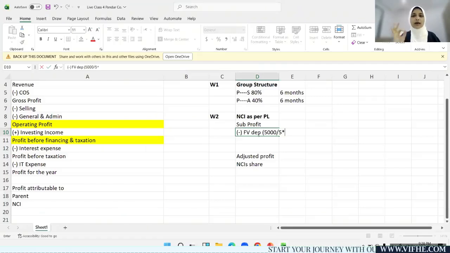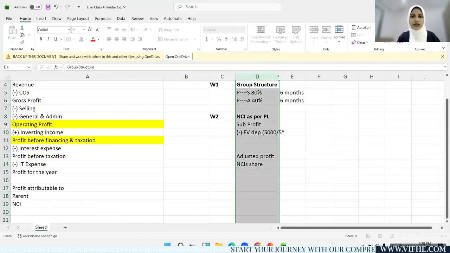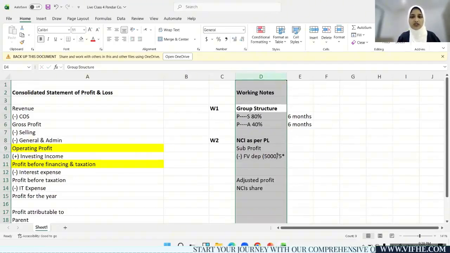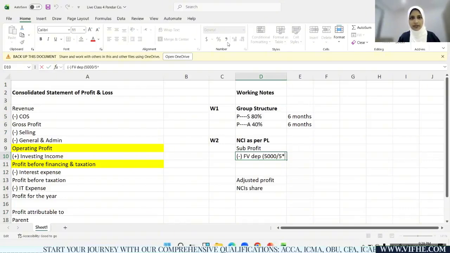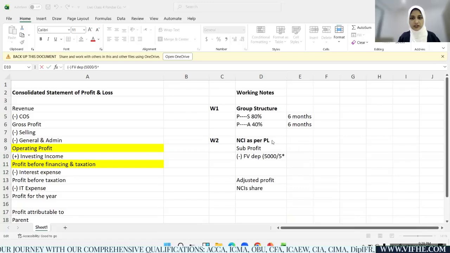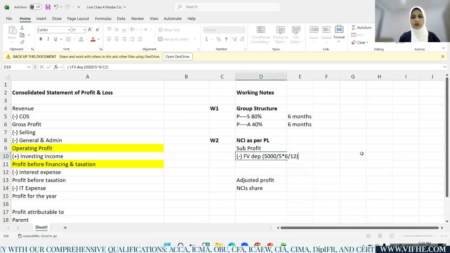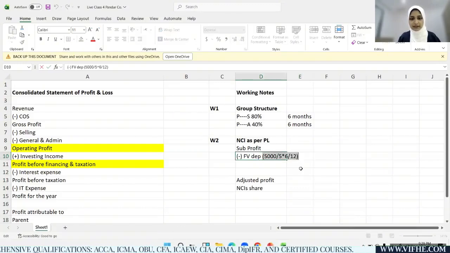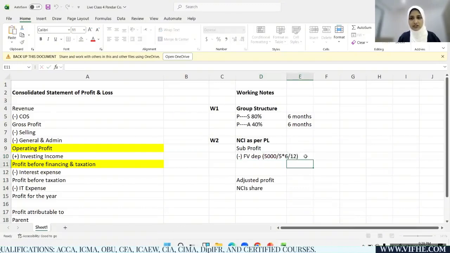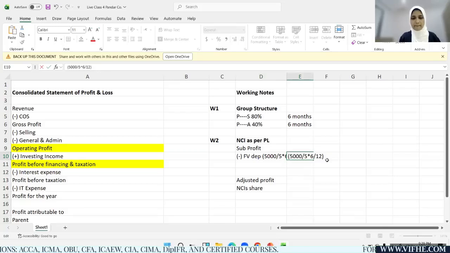But for how many months should I pass depreciation? Based on the acquisition month, can I take full year depreciation or how many months depreciation should I take? Can you tell me in the chat box? Yes, absolutely correct, Rashida. 6 months depreciation only you should be taking. So you take the same calculation, 5 million increase, and just take 6 months depreciation.